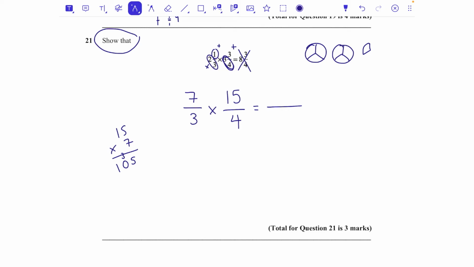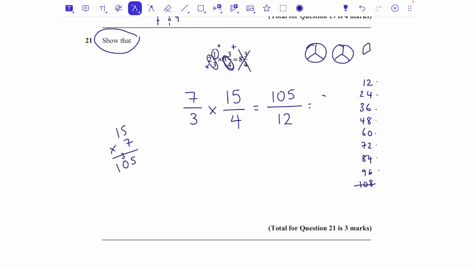So 105 divided by 12. And then we just need to think, how many times does that go in? Just write out your 12 times table if you're not sure. 12, 24, 36, 48, 60, 72, 84, 96, and then it would be 108, which is too big. So 1, 2, 3, 4, 5, 6, 7, 8.